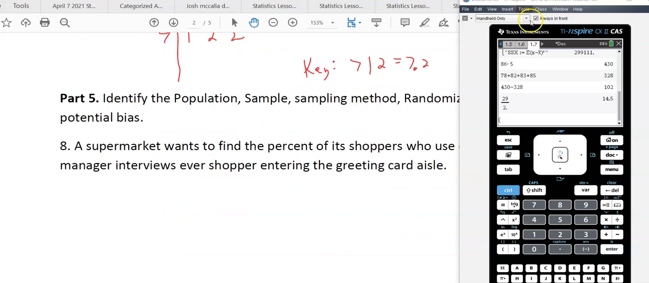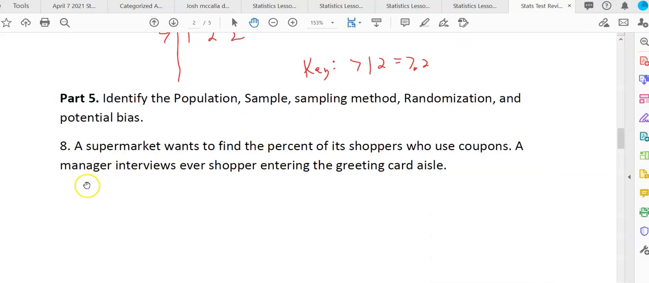And a bunch of stuff to identify here. So I need the calculator. So the population for this one would be all of this particular supermarket's shoppers. The sample taken from the greeting card aisle.